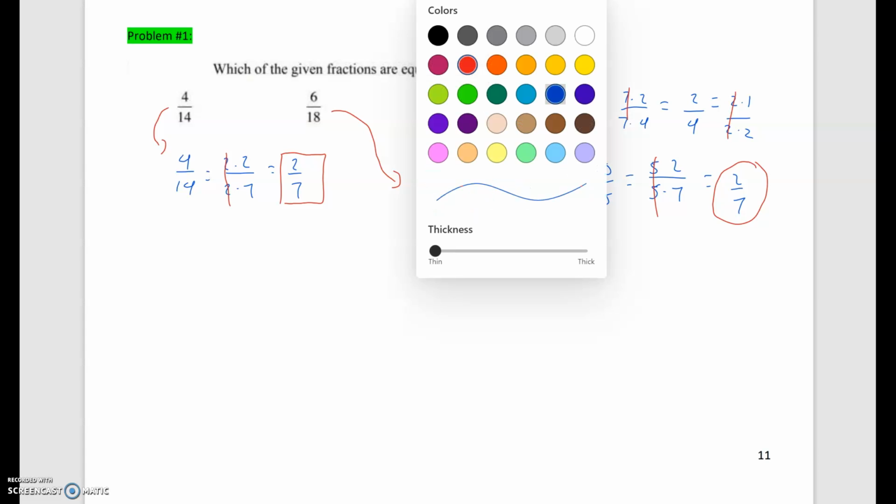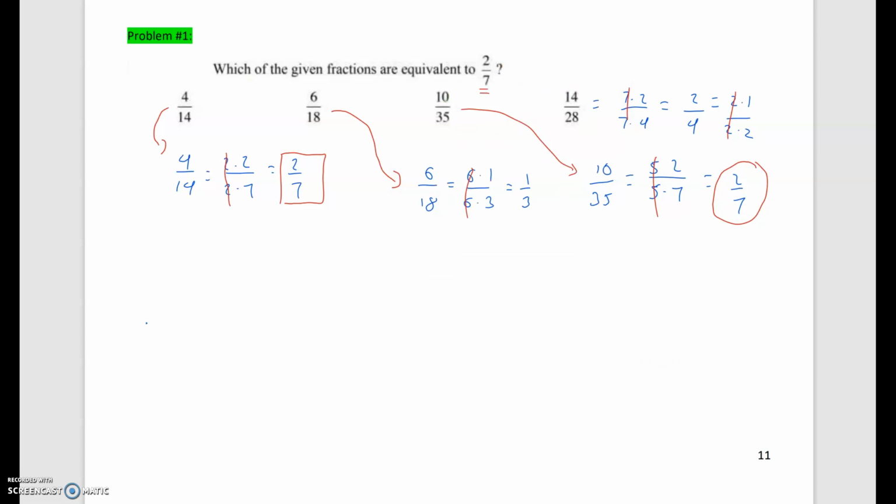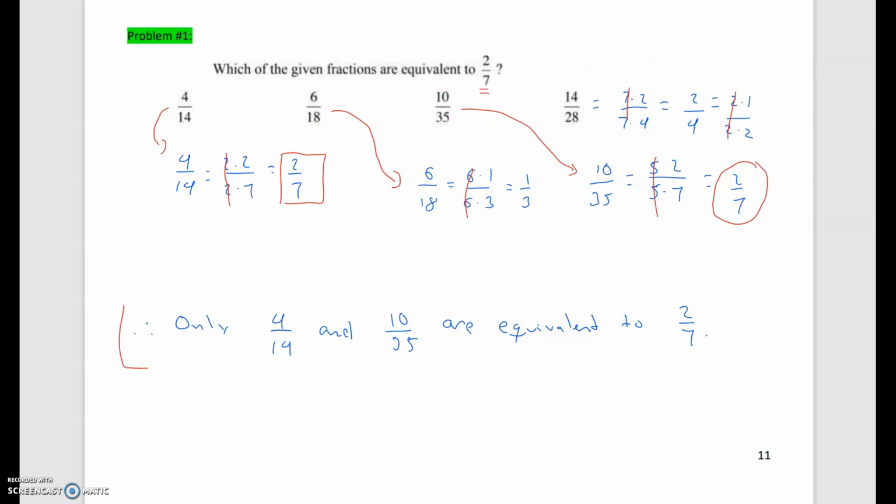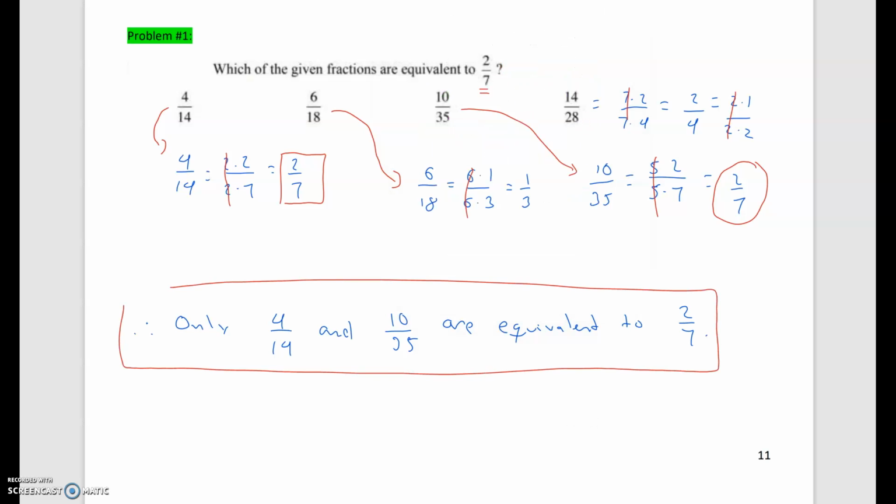So in this case, I'm just going to say that only 4/14 and 10/35 are equivalent to the value of 2/7. So you only have two main fractions that reduce to 2/7. That's actually it for this problem. Let's move on to the next one.